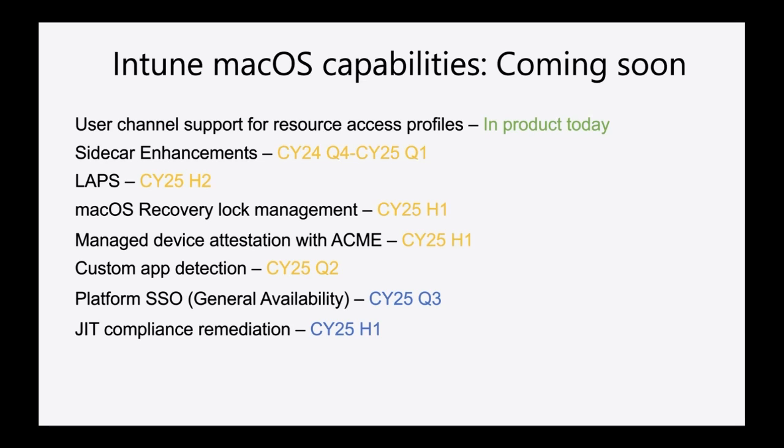Managed device attestation with ACME. This is about proving the device is who it claims it is, again using that hardware-backed secure enclave to do that. So we're very excited about that. The previews of that have just finished, so we're hoping that will go into production during H1. Custom app detection we talked about. This is Iris's baby at the moment, and we're hoping this is going to be Q2.